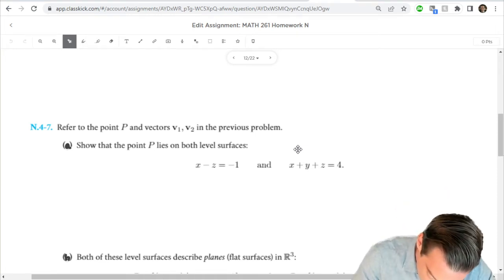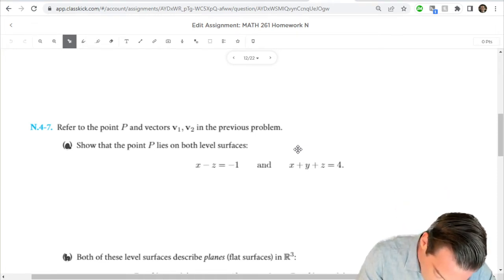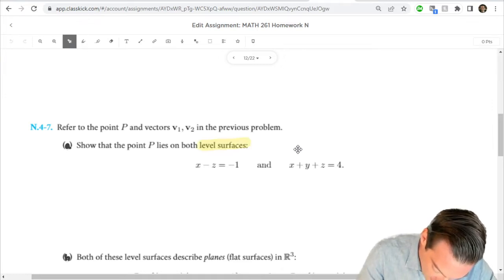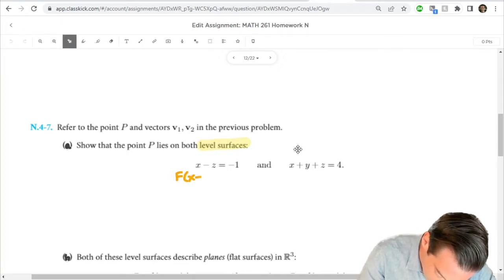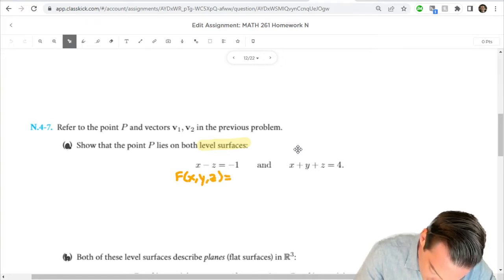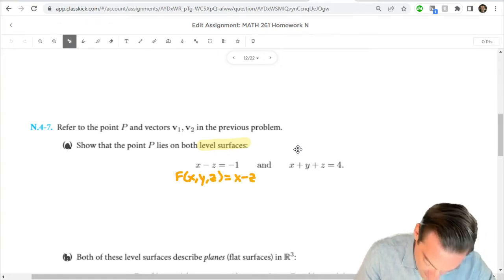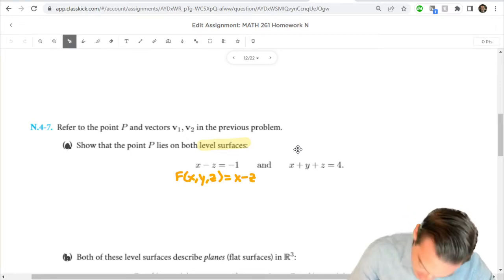By the way, when I call these level surfaces, what I'm really saying is just that there is a function of 3 variables. So in this case, I'm going to erase this after I'm done writing it. So don't worry about this potentially writing over something in your work. So the function of 3 variables f of x, y, z equals x minus z, and the function of 3 variables g of x, y, z equals x plus y plus z.